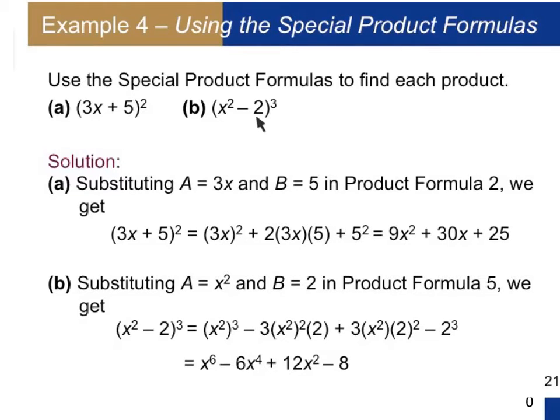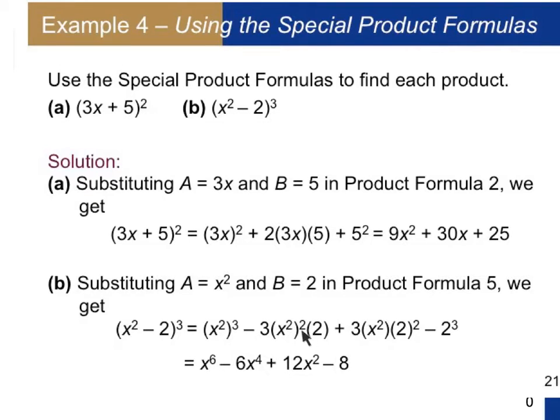For b, we have x squared minus 2 cubed. So we're going to follow our formula there, but x squared minus 2 cubed is x squared cubed minus 3 times a squared, so x squared squared, times b, plus 3 times a times b squared, minus b cubed. So that's the last one. And then we do all this multiplication. X squared cubed is x to the 6th.